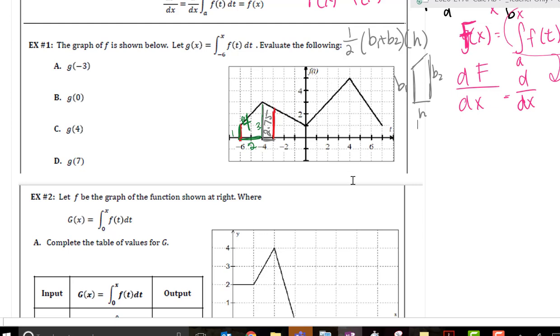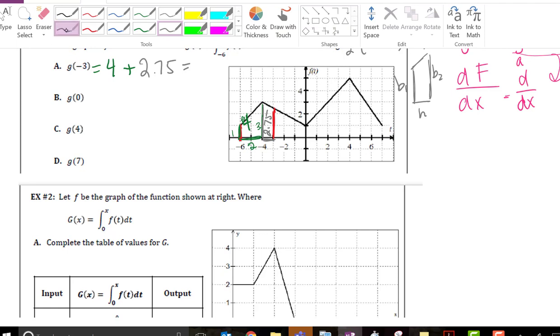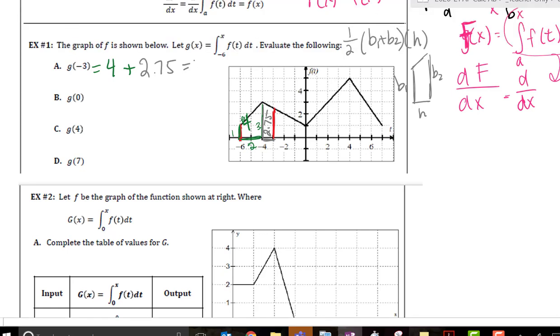So all I'm doing here for this -3 is adding these together. This is going to be the same thing as that first area plus that second area, that 2.75. And so I know the value of my original function, g of -3, the output would be 6.75. I'm only going to do one more of these. The whole point is that you can go on and do this many different times.